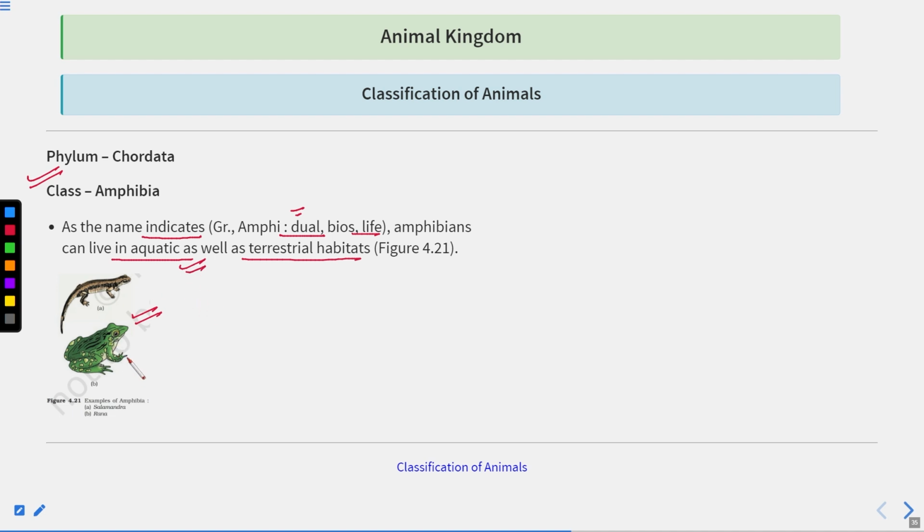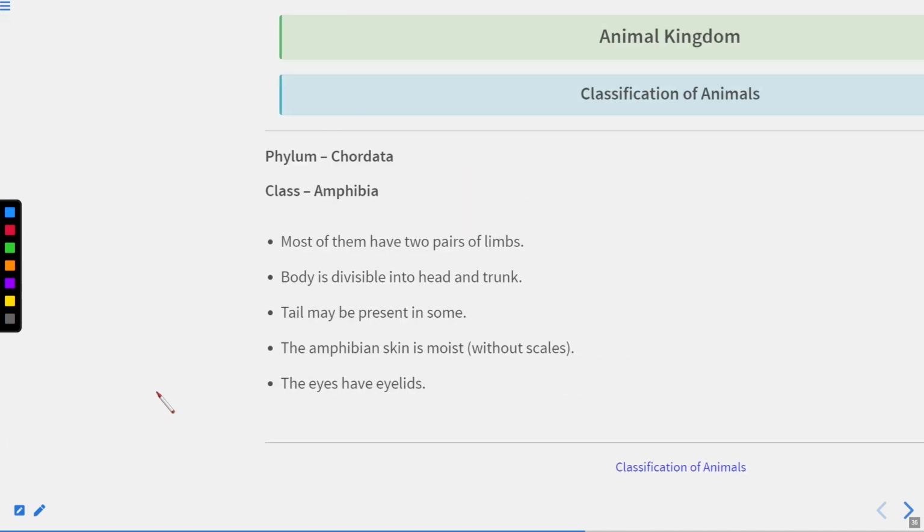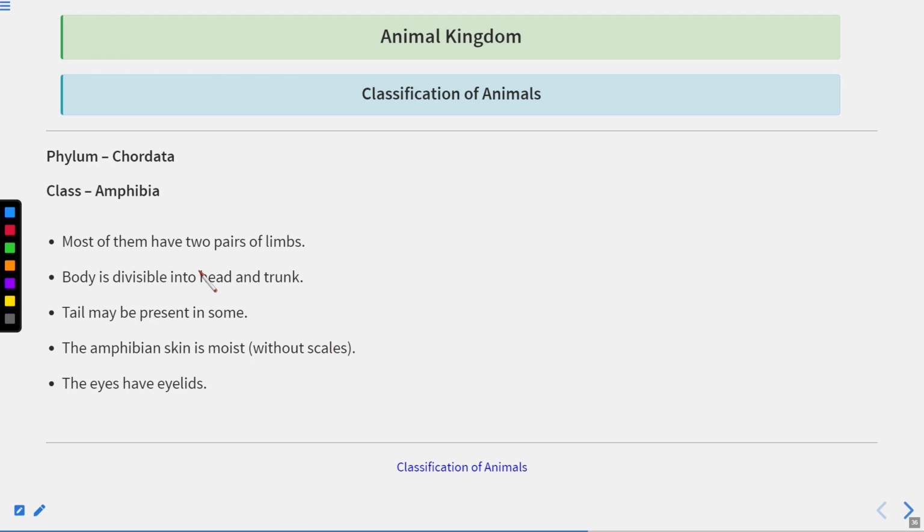Right? So you must have seen this frog. We have seen it in water also, but it is present on the land also, so they are present in both these environments. Another example here we can see is the salamander. Most of them have two pairs of limbs, forelimbs and hind limbs. Hind limbs are there, in most of them, to jump, like in the case of frog, and the forelimb is quite shorter and it is adapted for holding.